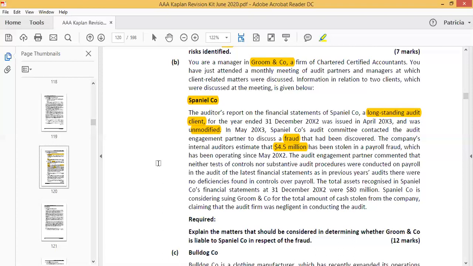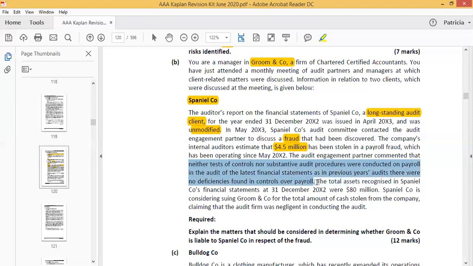2002. The audit engagement partner commented that neither tests of controls nor substantive audit procedures were conducted on the payroll in the audit of the latest financial statements. As in previous years' audits, there were no deficiencies found in controls over payroll. So let's highlight this.